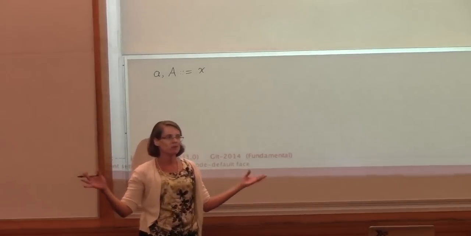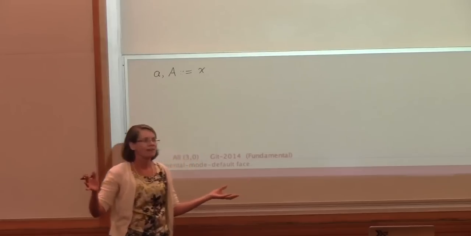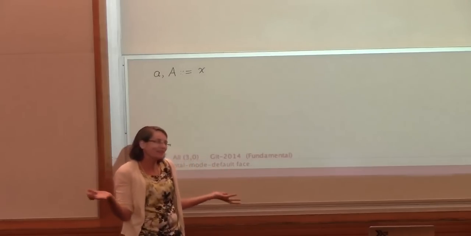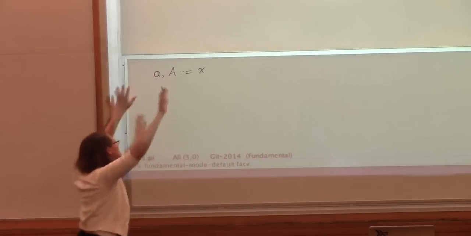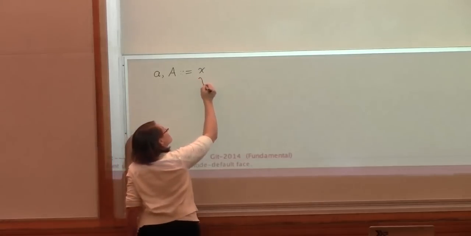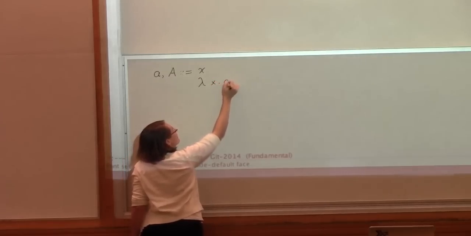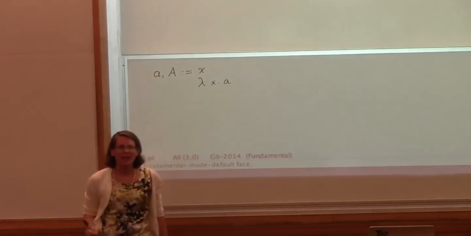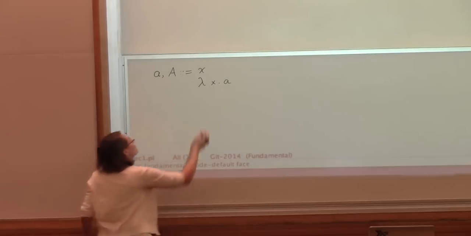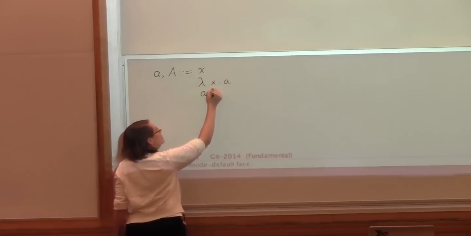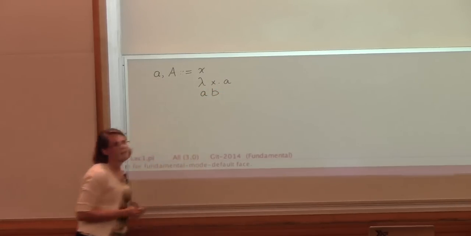Types. What types? What are we going to put in this? Lambdas, yes. Lambdas. Lambda x dot a. Lambdas. What else? Application, yeah. All right. A applied to B. What else do we need?